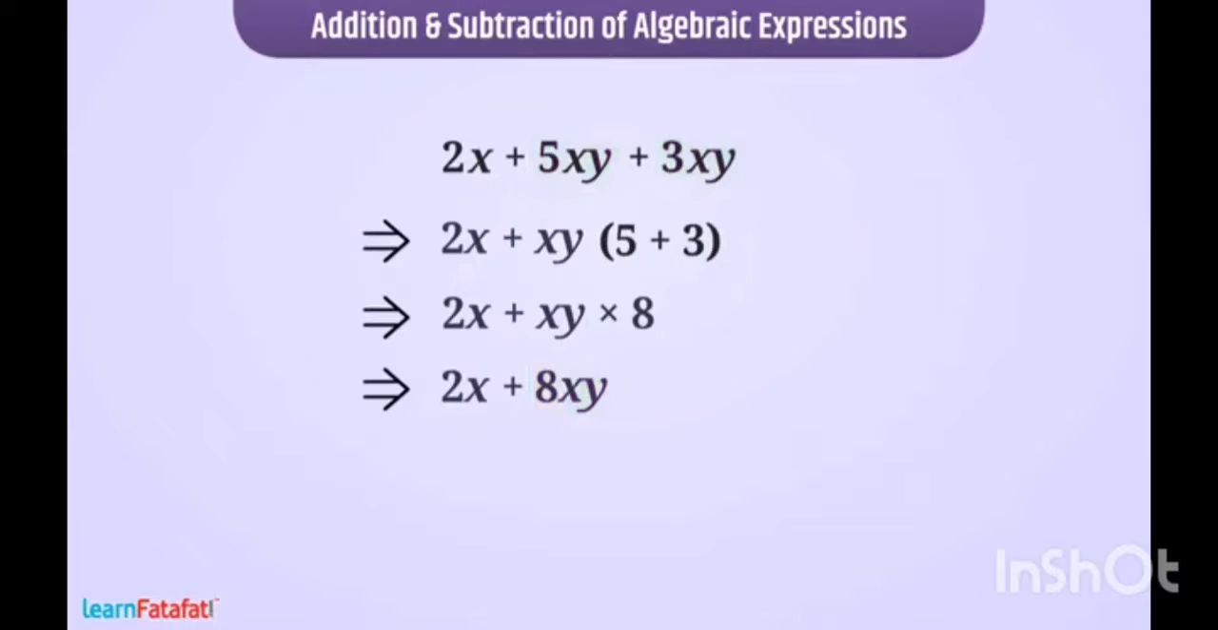Now, if we look at 2x and 8xy, we see that they don't have the same algebraic part and hence these are unlike terms. Can we simplify the expression further? No, because even if we take 2x common, still 1 and 4y cannot be solved. Thus, we can say that unlike terms cannot be added.